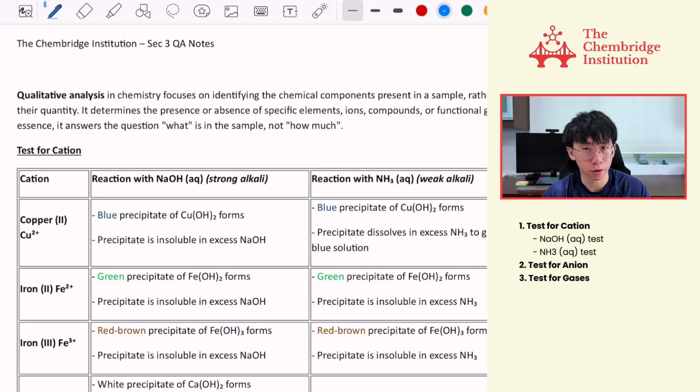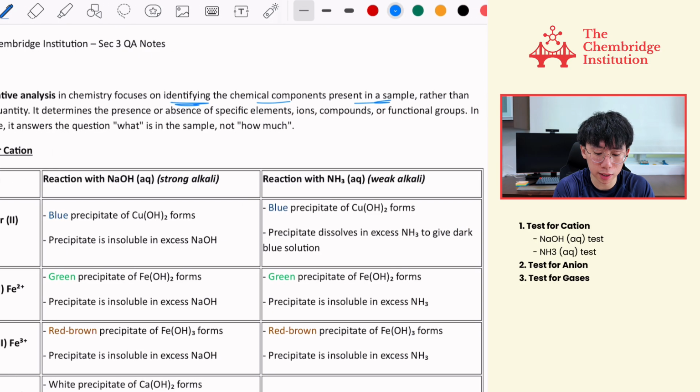So for QA, qualitative analysis, you must understand what the purpose of QA is. QA is mainly used to identify the chemical components present in a sample, rather than the quantity. So it's mainly used to identify, in an unknown solution, what cations and what anions are inside this entire solution. You can have multiple cations and multiple anions, but with the correct test in your QA, you should be able to identify the specific cation or anion.